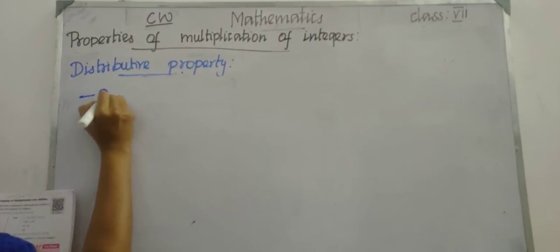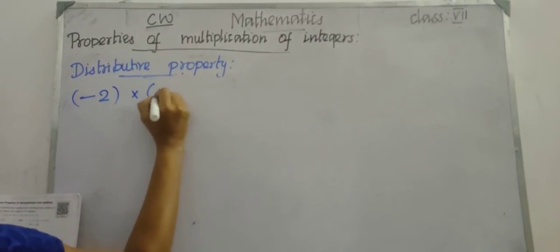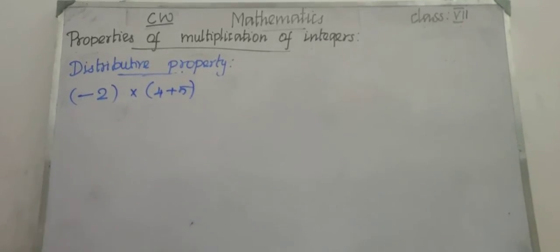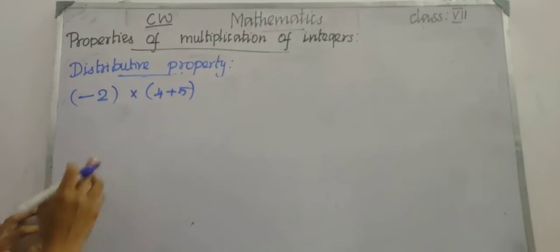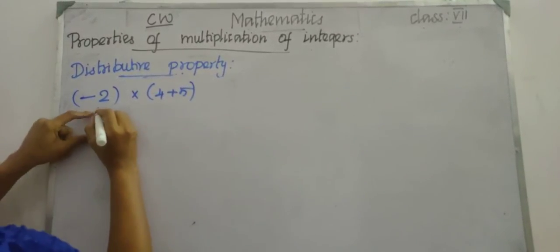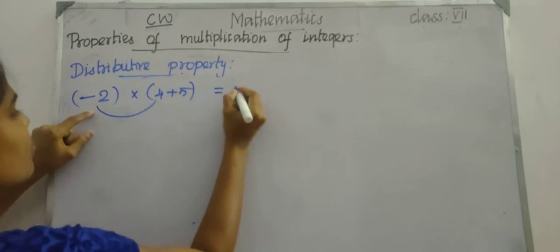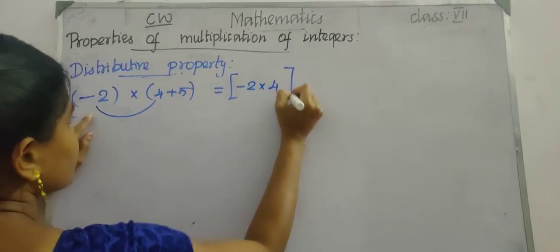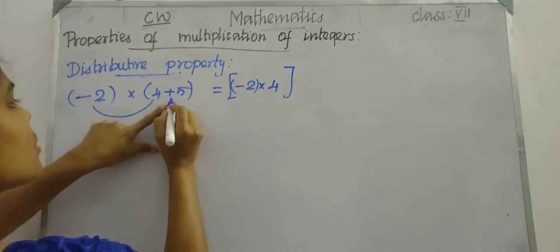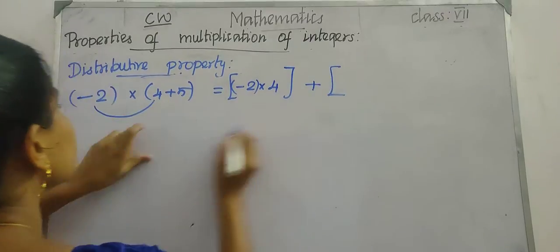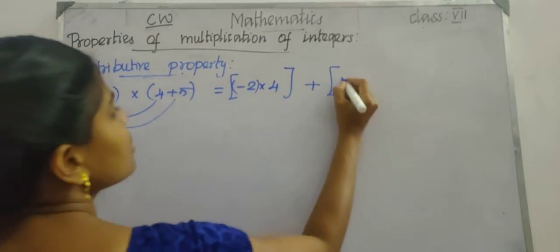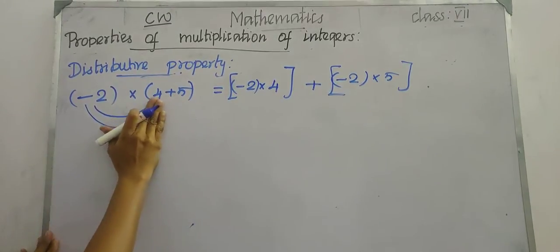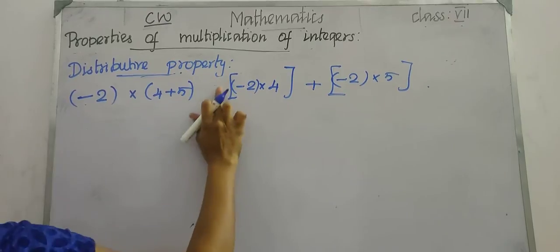See, what is the question? Minus 2 into 4 plus 5. How will you write the RHS? I just taught you, right? We can multiply this one and this one. So we can write it as minus 2 into 4, and we need to put the plus sign, and after that we need to multiply minus 2 into 5. Children, let us solve. Let us check whether these two are equal or not.